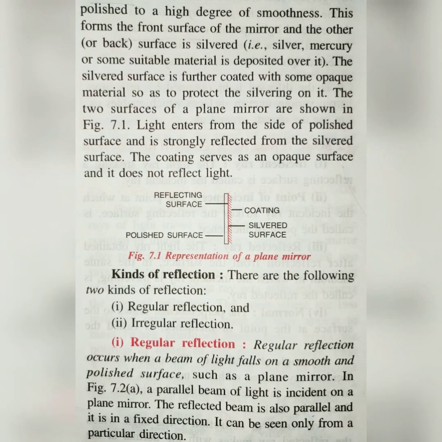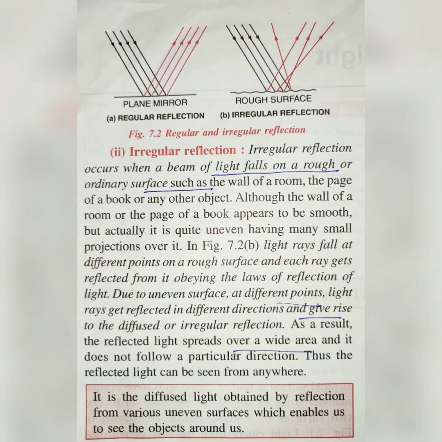Another name for irregular reflection is diffuse reflection. Regular reflection happens when light strikes a smooth surface. For example, if a parallel beam of light is incident on a smooth surface, after reflection also it follows the same parallel path. In the case of irregular reflection, it happens on a rough surface.